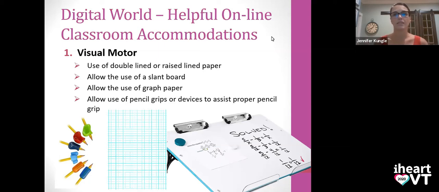Now, if you can't find a slant board or purchase one, you could get a 3-ring binder that is empty. And it does provide almost a similar tilt. So you could use that in lieu of a slant board if you needed to. It's just going to be a little bit smaller and maybe a little more flexible.